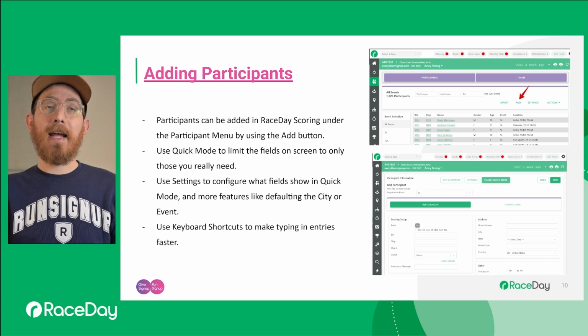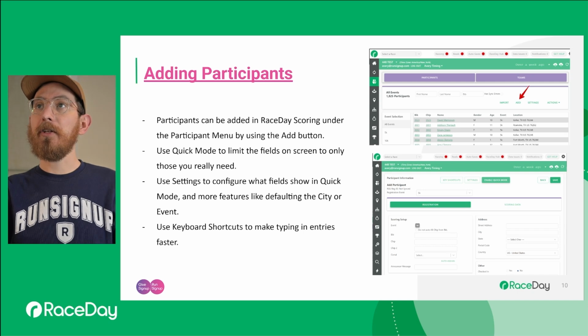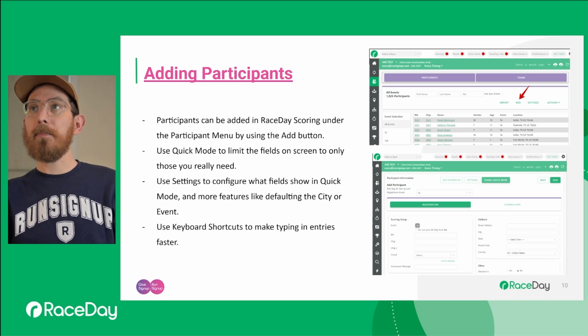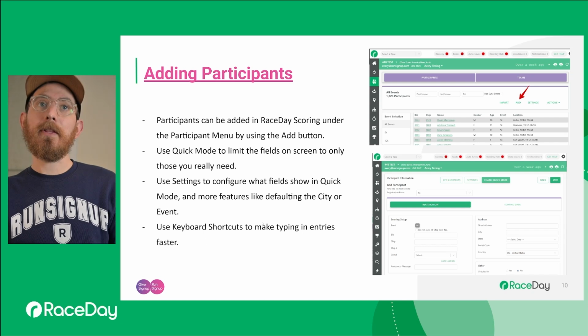Next, if you need to add participants one by one, you can do that. If you only have a handful you need to add or just one entry comes up, you can just click add and then type in their information.